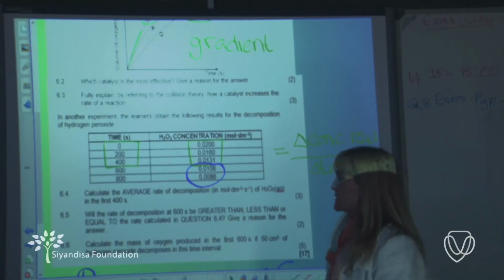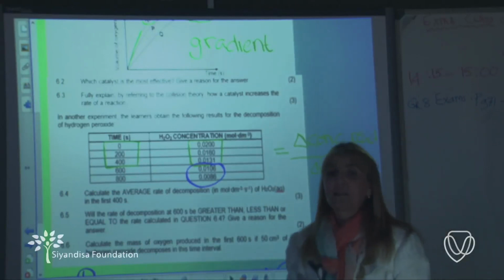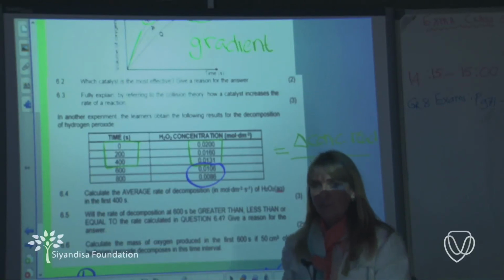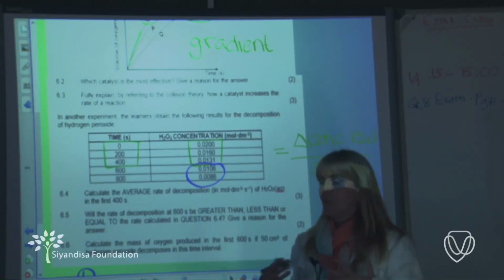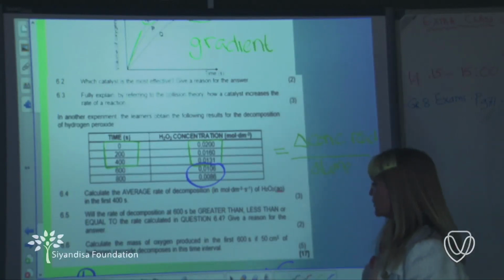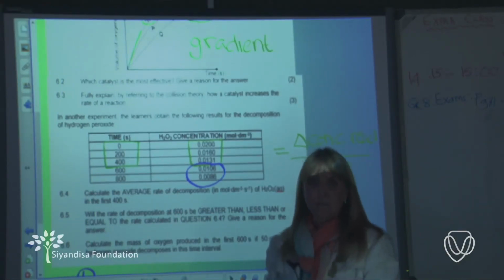Then 6.6, I'm not going to do with you now. It is a stoichiometry question. So that is one that I'm going to leave with you to do because stoichiometry is grade 11 revision. Right? So you should have gone through the stoichiometry. It says calculate the mass of oxygen produced in the first 600 seconds if 50 cubic centimeters of hydrogen peroxide decomposes in this time interval.